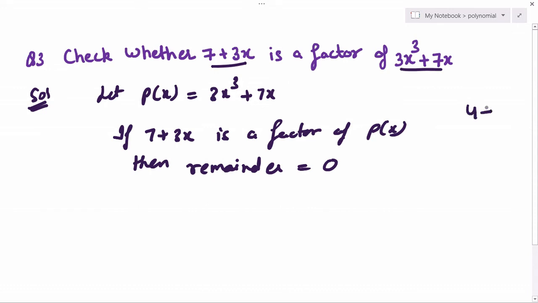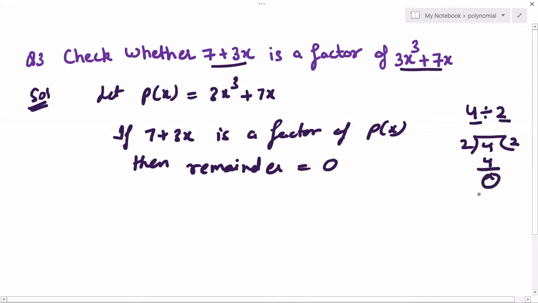Because if you are dividing 4 by 2, right? When 2 is a factor of 4, then the remainder is always 0. The same concept you are applying here. If this is a factor of this, then when you divide this by this, the remainder you will get is 0. So here you are directly checking whether you are getting remainder equal to 0 or not. So first of all we will find out the remainder.